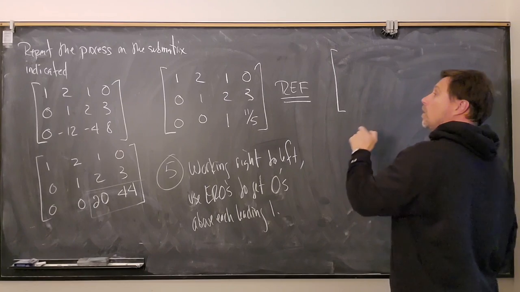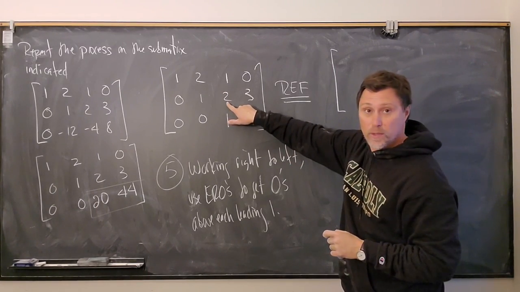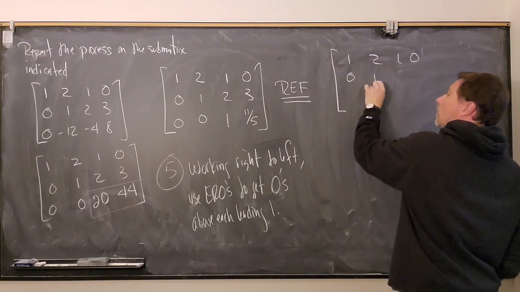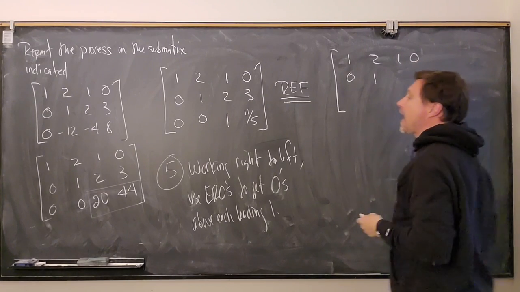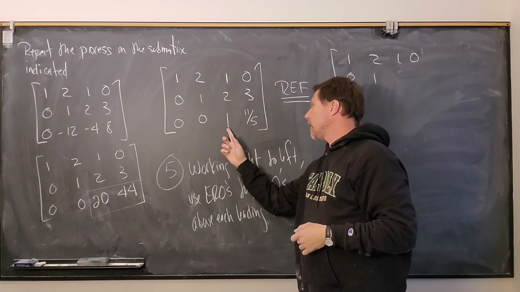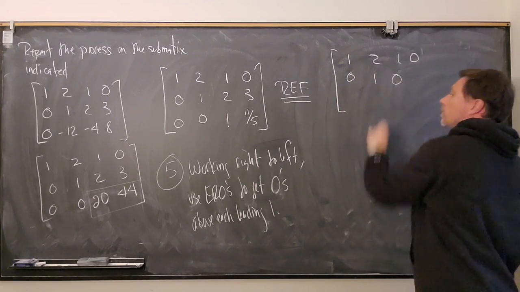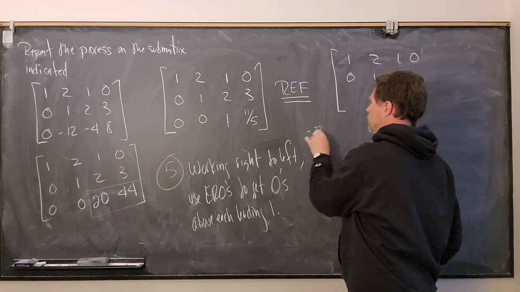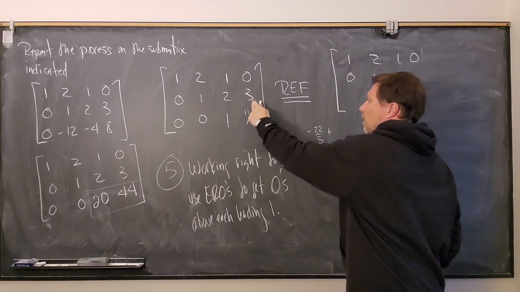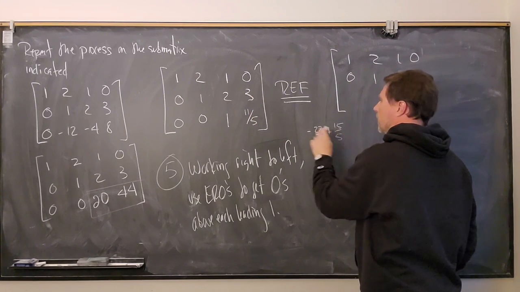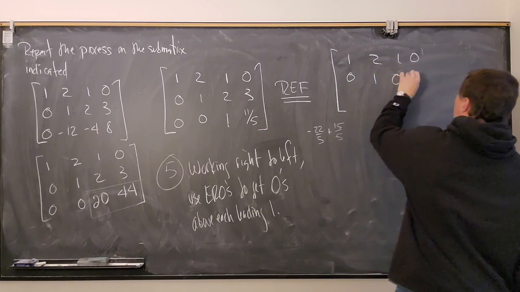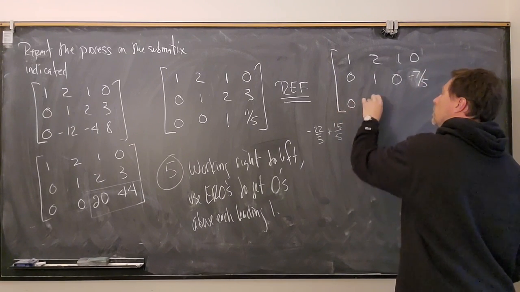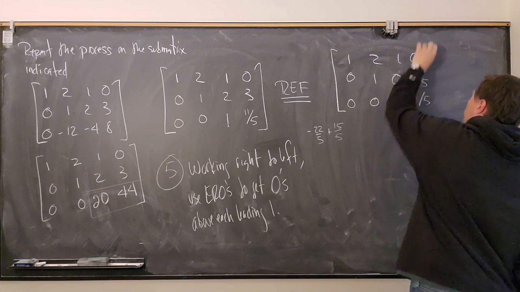All right, so let's see. First, I would like to turn that 2 into a 0. 1, 2, 1, 0, 0, 1. So what am I doing? I'm going to multiply by -2. So -2 plus 2 is 0. This will be -22/5 plus 15/5. So that will be -7/5. Here we'll have 0, 0, 1, and 11/5.